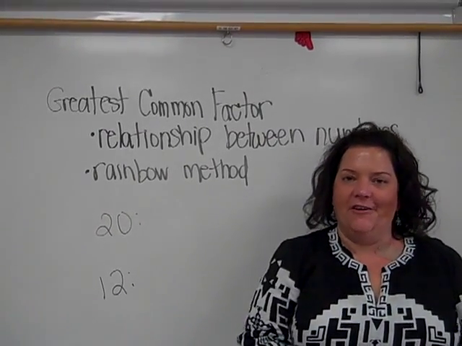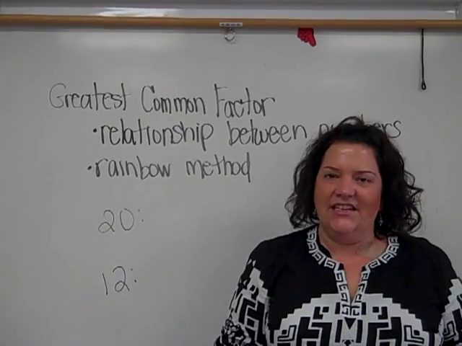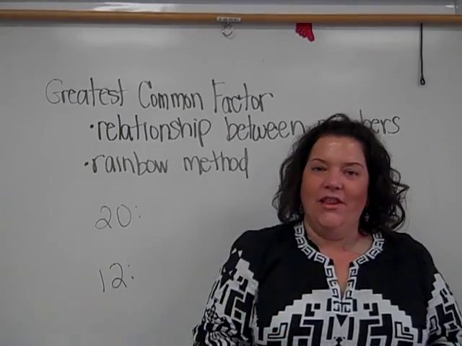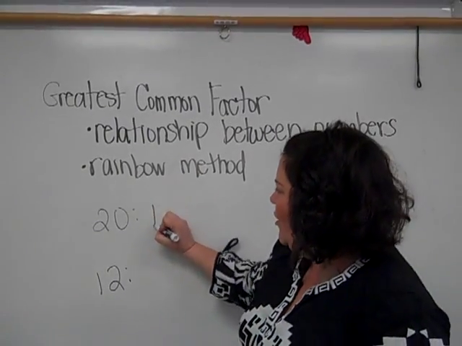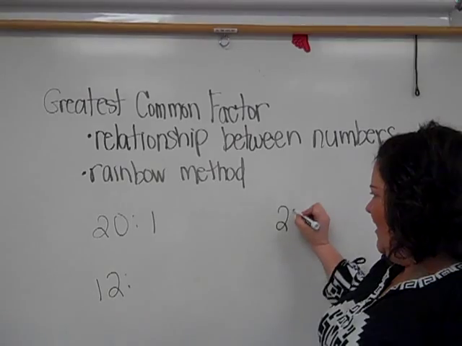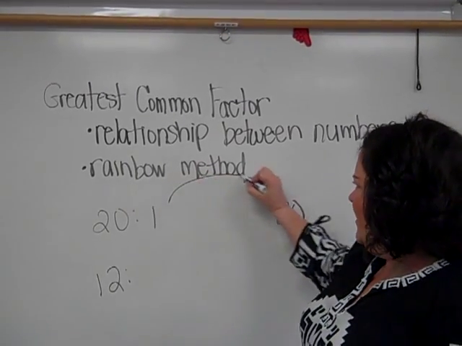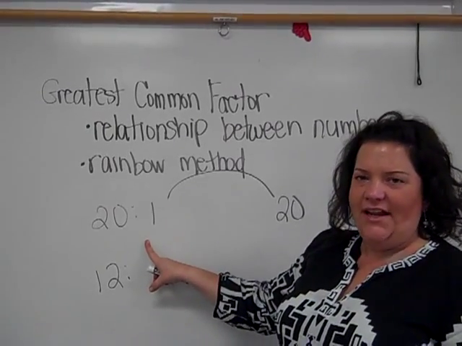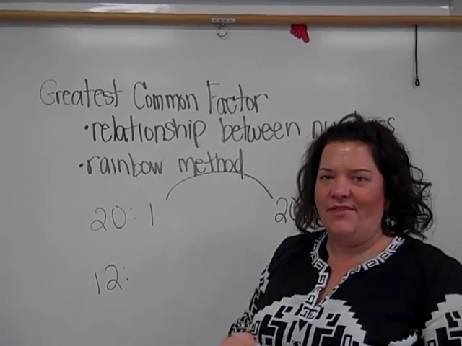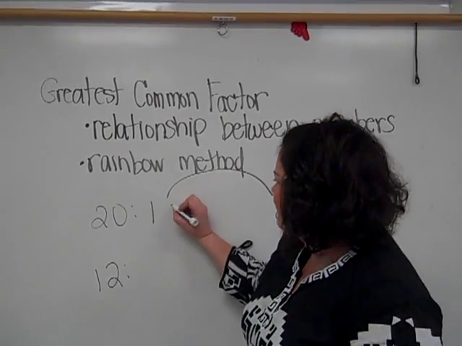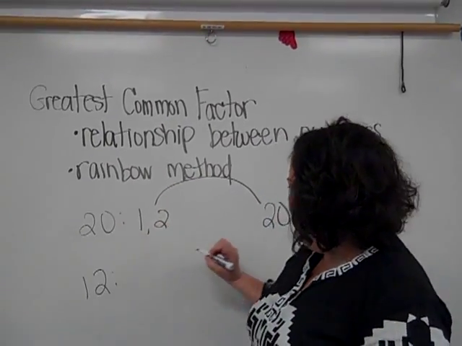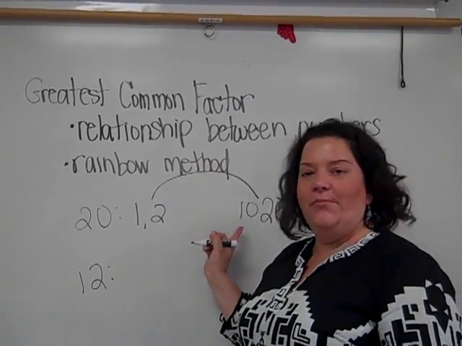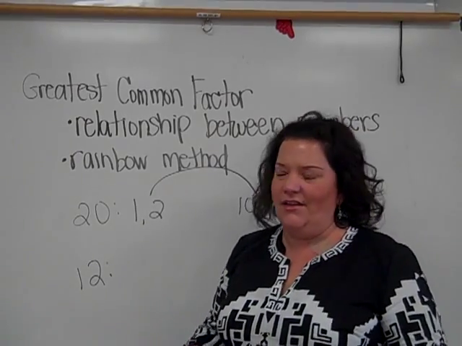Let's begin with 20 first, and we're going to simply list all the factors that can go into 20 evenly. We always like to start with a 1 and the 20. So we know that these two factors multiplied together would give you 20. Let's try 2. And we know that 2 and 10 multiplied together would give you 20.